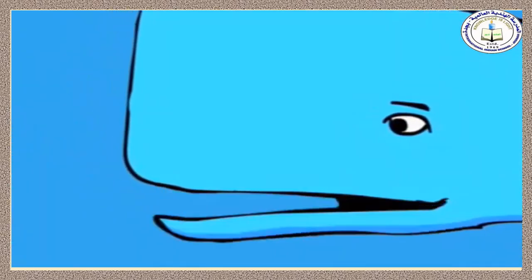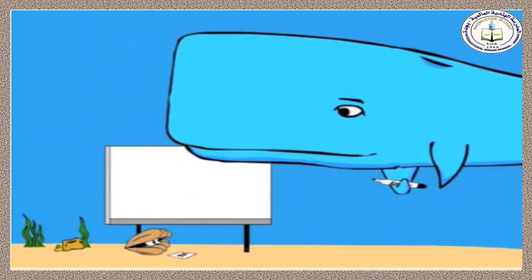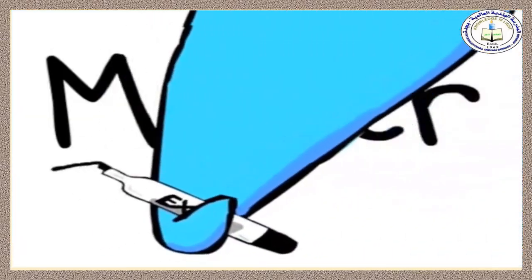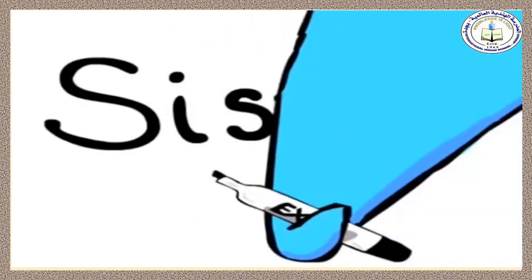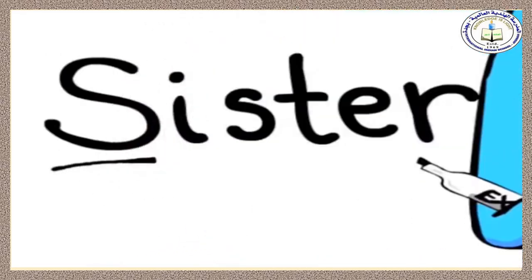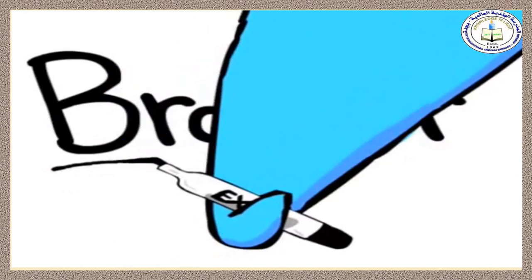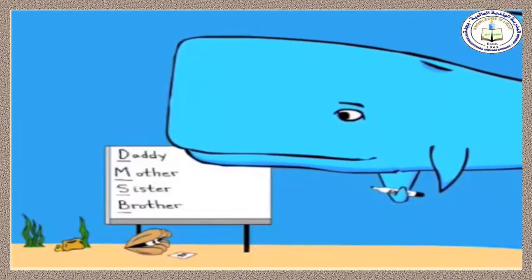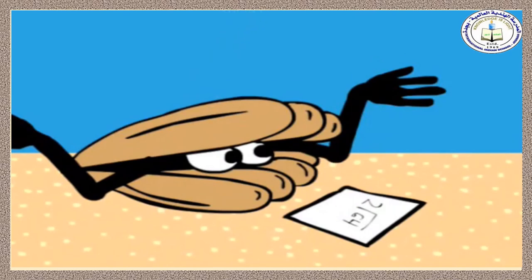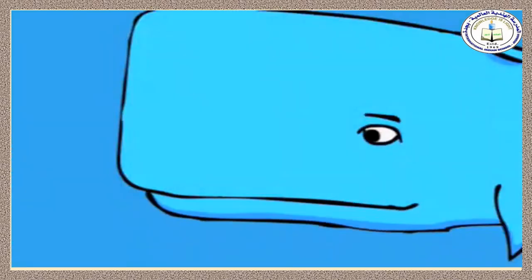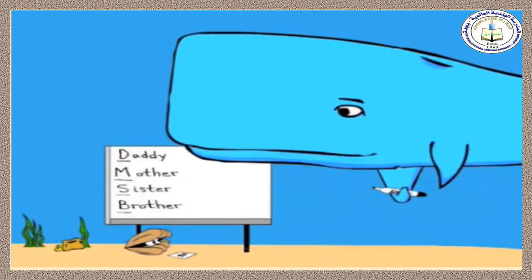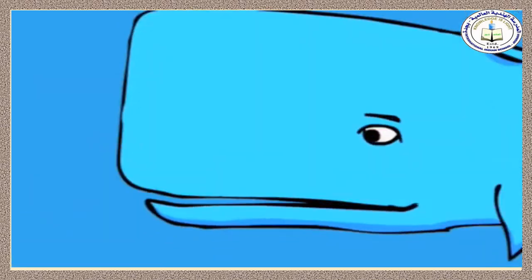Oh no! Don't you worry. I can help. Just remember the first letters of Daddy, Mother, Sister, and Brother. What? The first letters, D, M, S, and B. It's an easy way to remember the steps. Here, I'll show you.